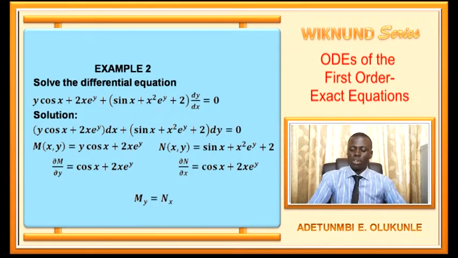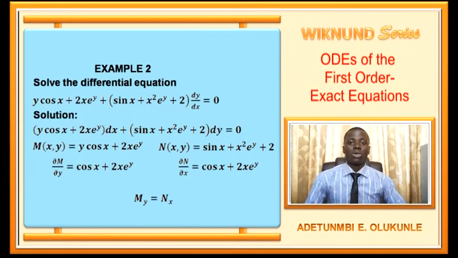Okay. Now let's differentiate N partially with respect to x. If you differentiate sin x with respect to x, you get cos x. If you differentiate x squared e to the y with respect to x, you get 2x e to the y. If you differentiate 2 with respect to x, you get 0. So clearly, our M_y equals N_x. So the given first order ordinary differential equation is exact.